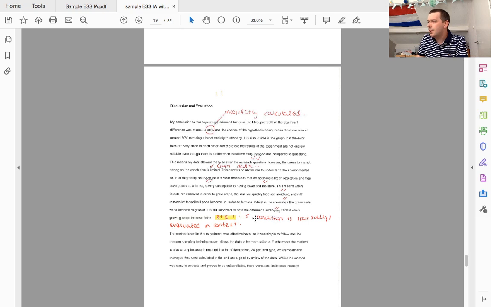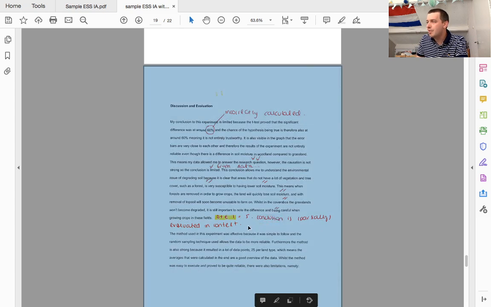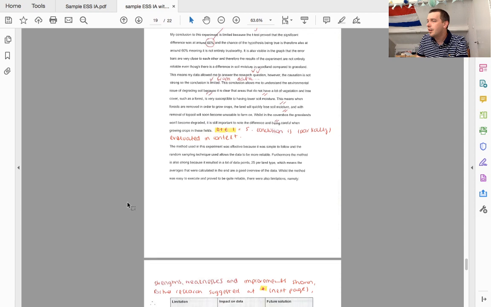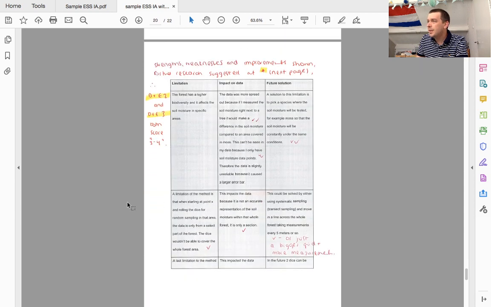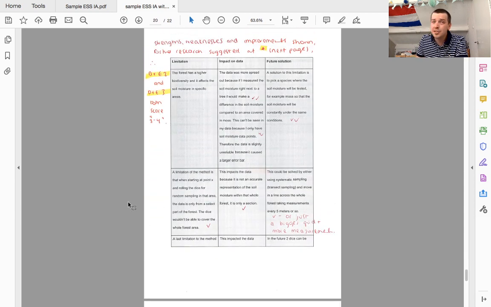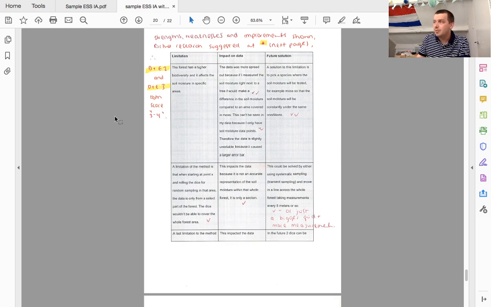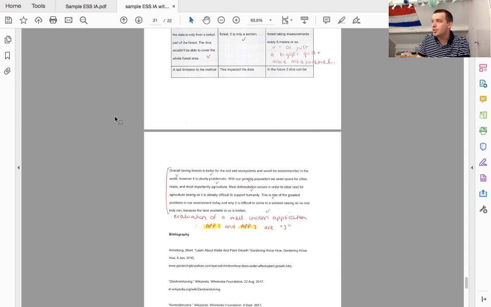evaluation. It's kind of nice. The conclusion is at least partially evaluated in context. This is something I like to see. This is a real safety net for your evaluation. If you just make a table with limitation, impact on data, and future solution, and put 3 significant limitations of your experiment or your approach or your practical work or whatever it turns out to be, then you get at least a 4 for this strand of your evaluation. And it saves you a whole bunch of words as well, which is great.